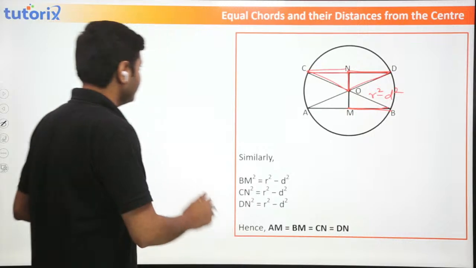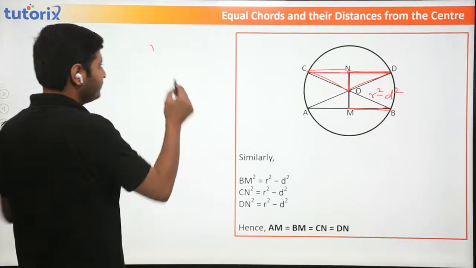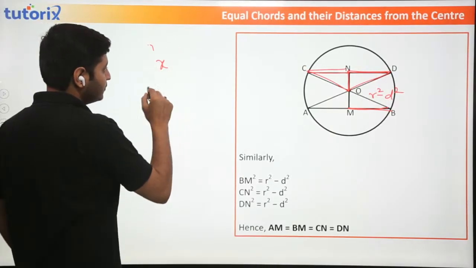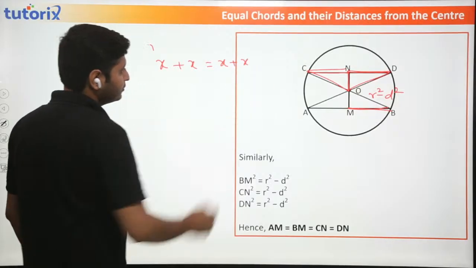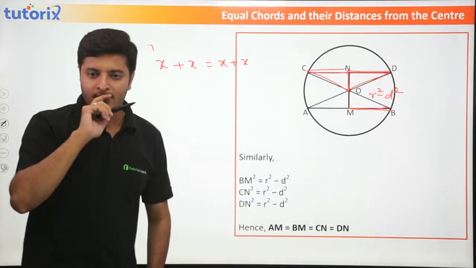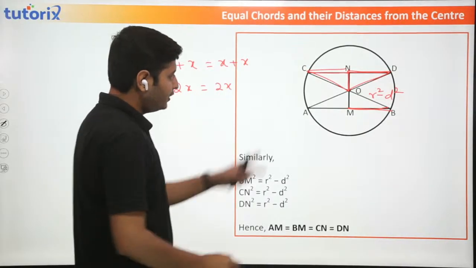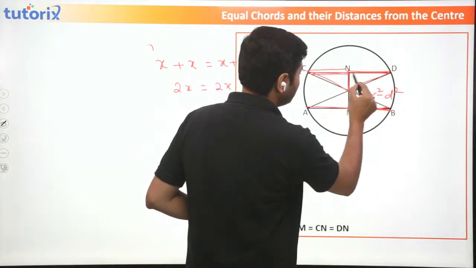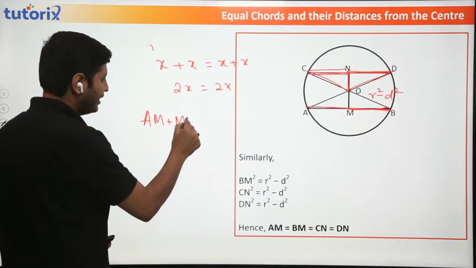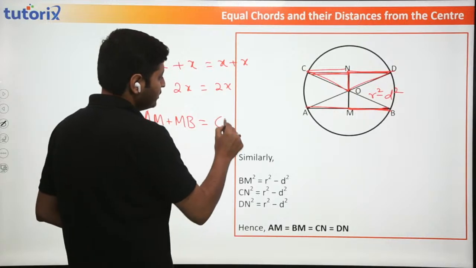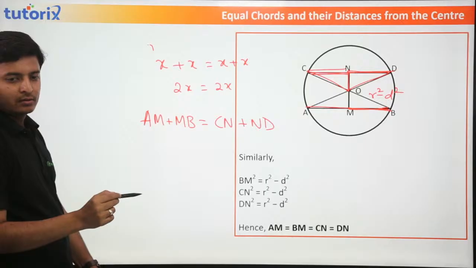Now let me ask you one thing. If I am having four values, suppose x four times, then x plus x is equal to x plus x, no? Correct? 2x is equal to 2x. If all four of them are equal in length, then AM plus MB is equal to CN plus ND, isn't it? Yes, they are equal.